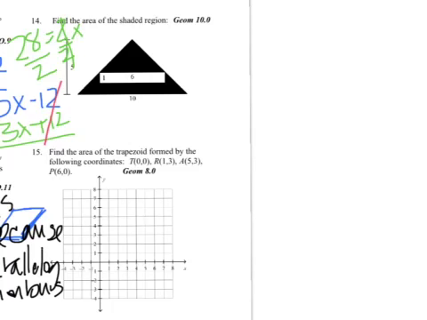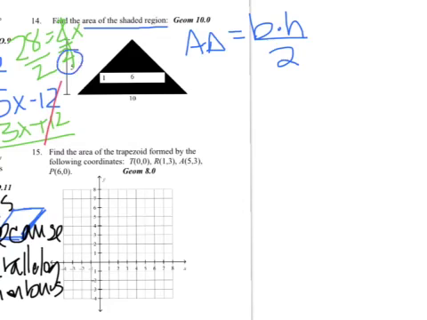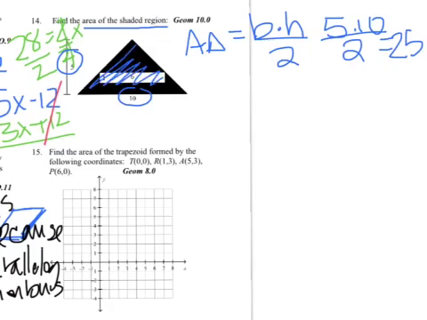In question number 14, they ask us to find the area of the shaded part. So I'm going to find the area of the triangle first, which you know is base times height divided by 2. And it looks like the height is 5 because they put that over there, and the base is 10. So 5 times 10 is 50, and divide by 2 and you get 25. So 25 is the area of this whole thing.